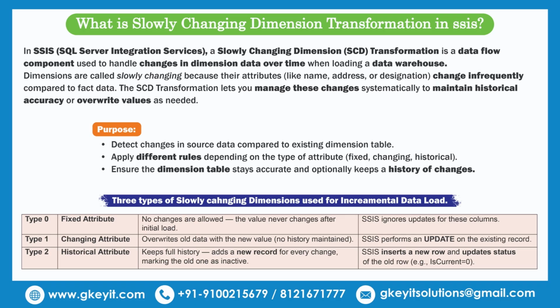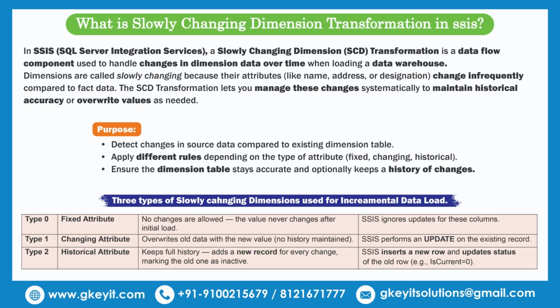Dimensions are called slowly changing because their attributes like name, address, designation change infrequently compared to the fact data. The SCD transformation lets you manage these changes systematically to maintain historical accuracy or overwrite values as needed. The purpose of this transformation is to detect changes in source compared to the existing dimension table, apply different rules depending on the type of attribute like fixed, changing and historical, ensure the dimension table stays accurate, and optionally keep history of the changes. There are three types of slowly changing dimensions used for incremental data load.